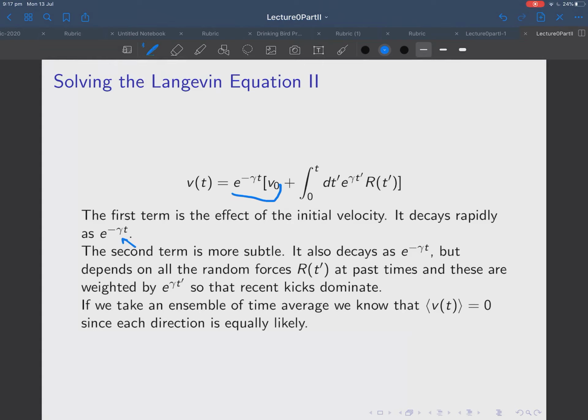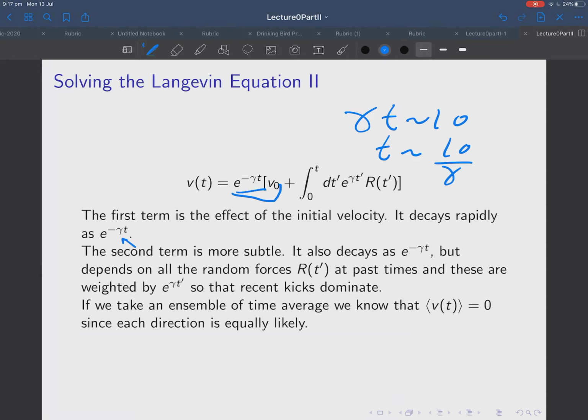So you don't have to wait very long. If you wait for a time which is, if gamma t becomes, say, 10, in other words t becomes 10 times 1 on gamma, it's basically 0. Okay, it's gone away.